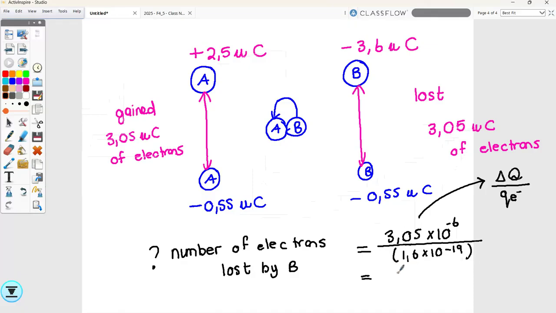Same principle. What do you get? 1,91 times 10 to the 13 electrons. Does that make sense? That's millions. Electrons are tiny, tiny little things, remember? So yes, it makes sense. There are millions of them being transferred. When you shock yourself, you're being hit by millions of electrons.